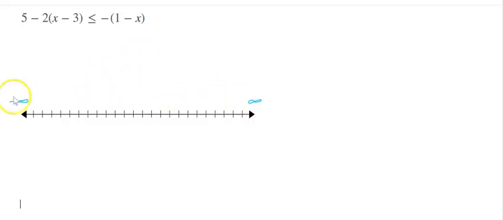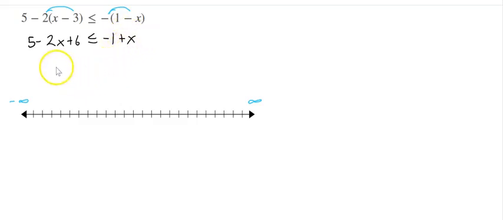All numbers get smaller as they go to the left. Okay, so like I said, let's come in here and start the distribution. Notice we have a negative here. We need to make sure to distribute that in there as well. So we've got 5 minus 2x, a negative makes a positive, and that's going to become plus 6, is less than or equal to, well, that's going to be a negative 1 plus x.